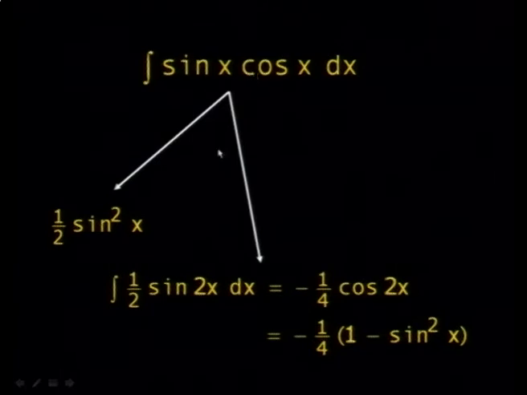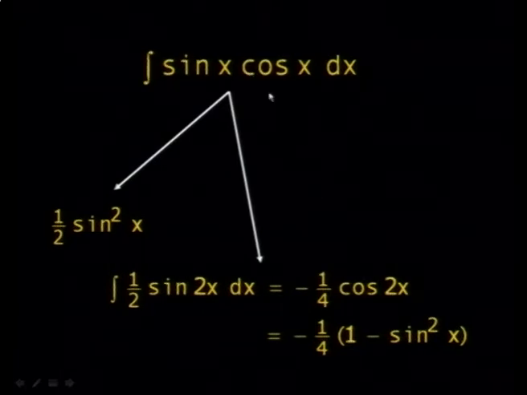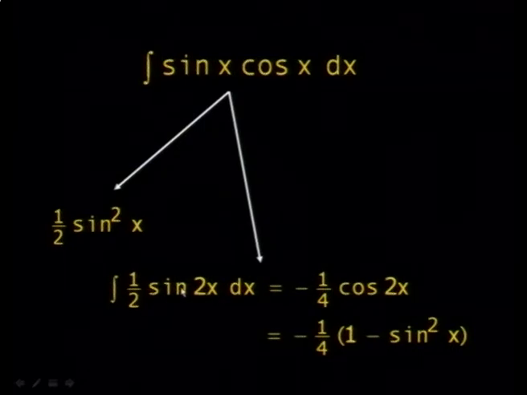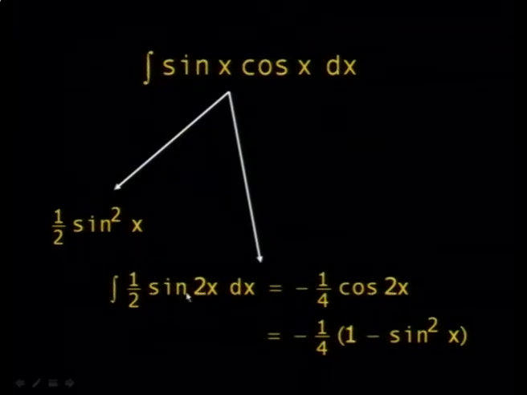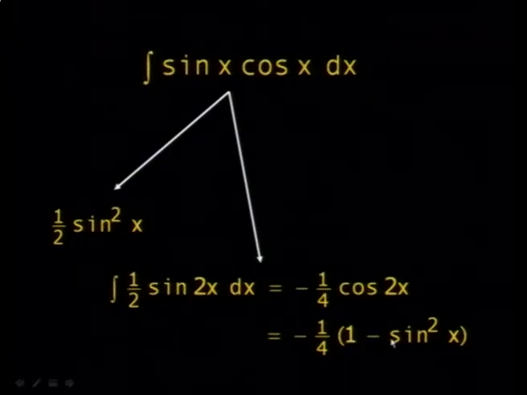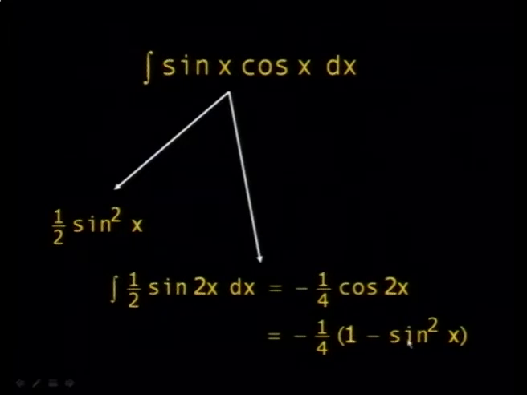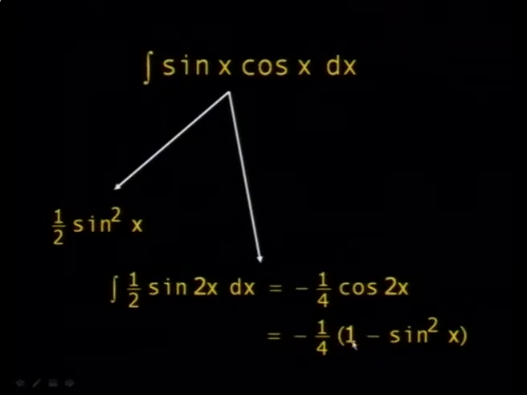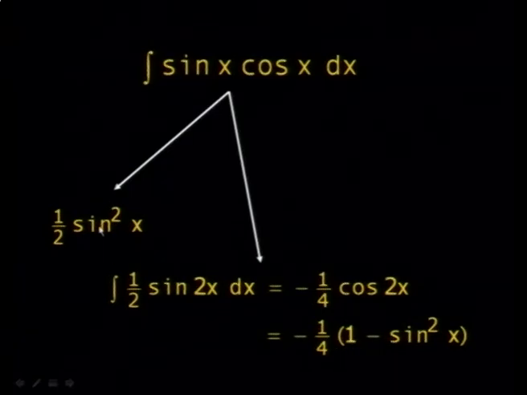But you can also represent sine x cosine x in this form, because sine 2x is equal to twice sine x cosine x. So you can put it in the form half sine 2x, and then you integrate it. When you integrate this, you have minus 1 over 4 cosine 2x. But cosine 2x is equal to 1 minus 2 sine squared x. So 1 minus 2 sine squared x divided by minus 4, what do you get? You get 1 over 2 sine squared x, which is the same one, minus 1 over 4.